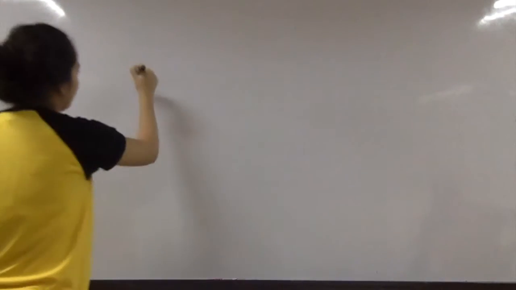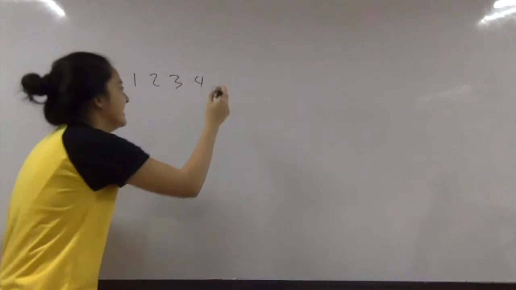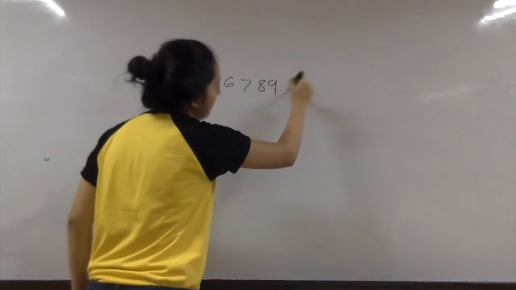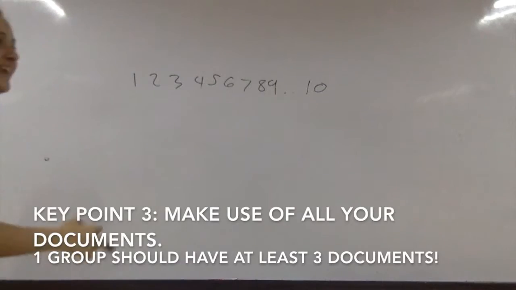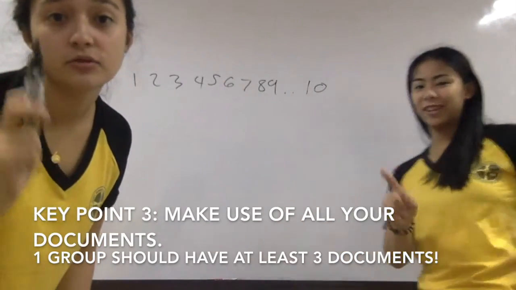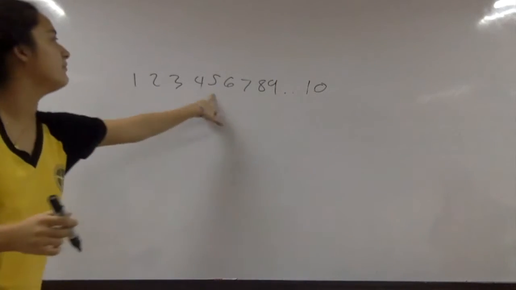Okay, so this is what I do. For example, you have document 1, 2, 3, 4, and you actually have until 9, or sometimes 10 documents. Be sure to use all of them, because if you don't, you won't get a good score. So for example, 1, 2, and 5 are the same.